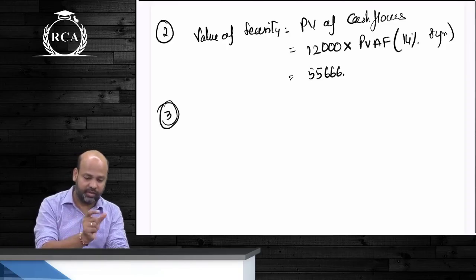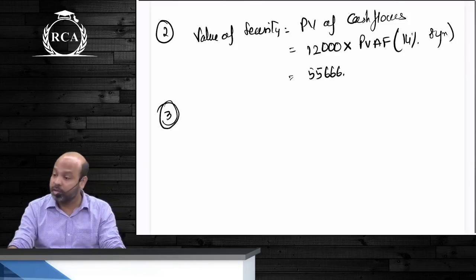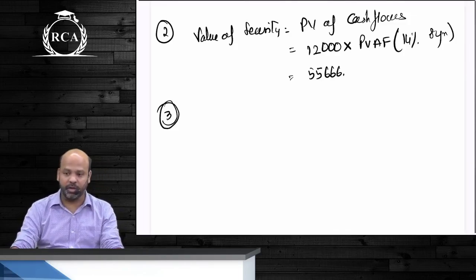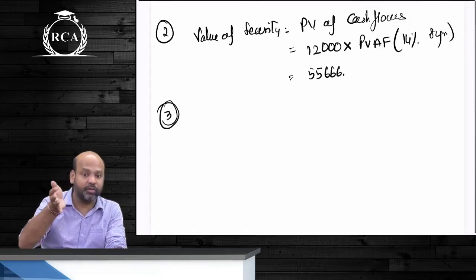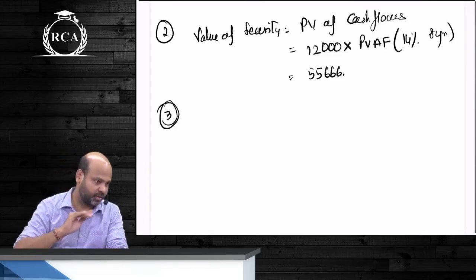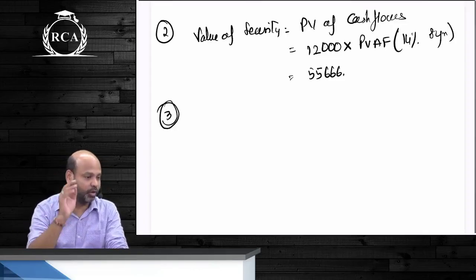Without discounting it is 10, 12, 14, and so on. Even if I do not discount and simply add all of them, it is 52,000. The present value of 52,000 should be less, it should not be more.